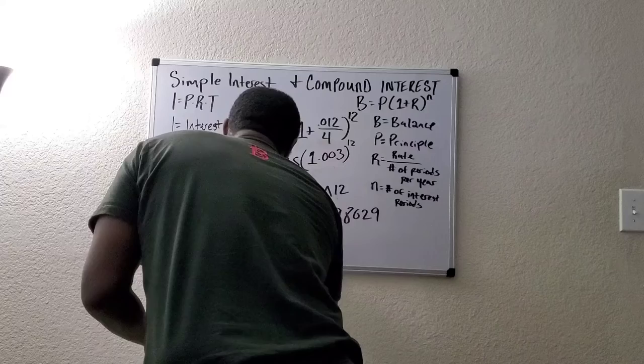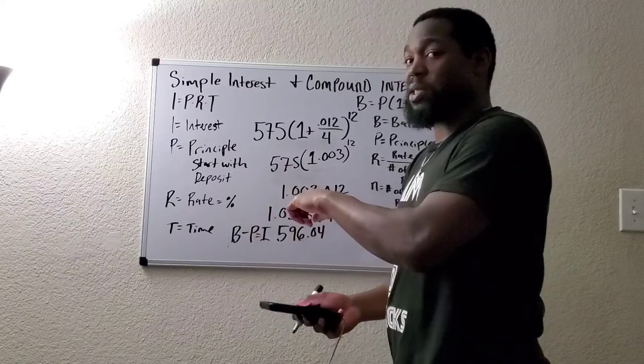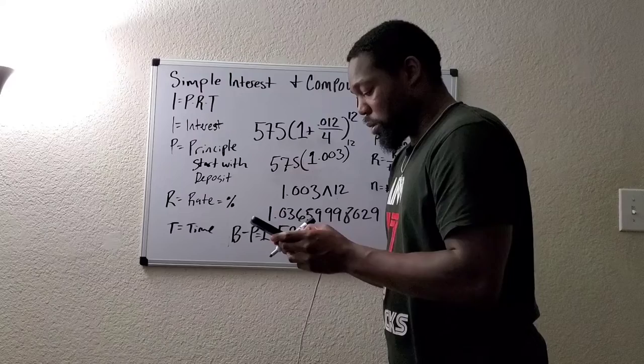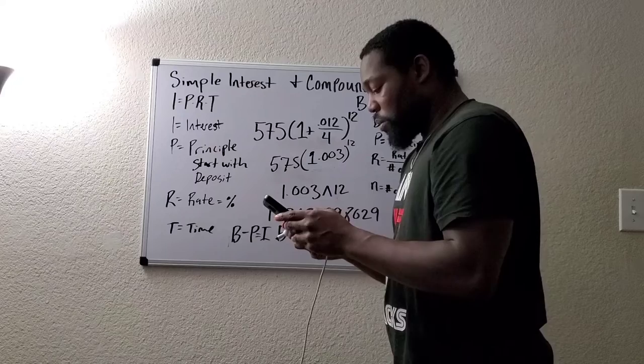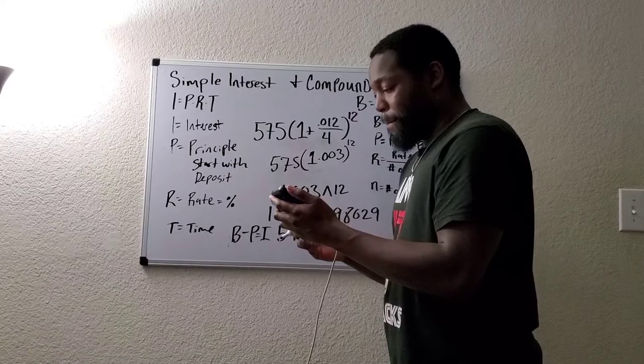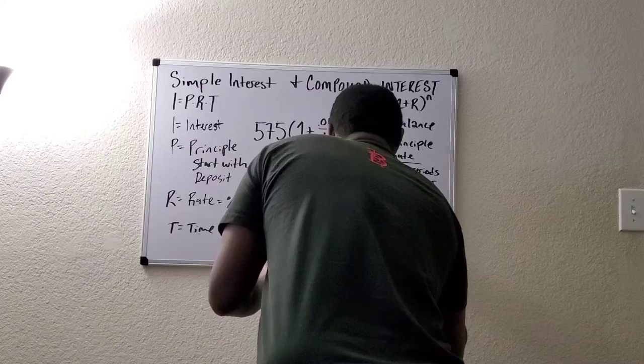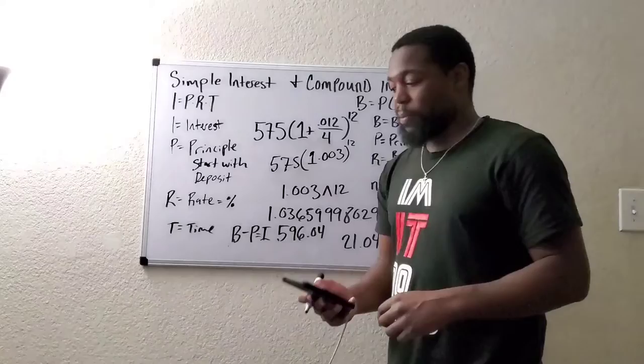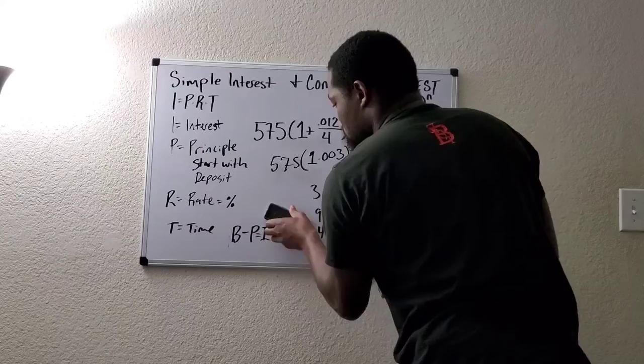And I'm going to rewrite this again so you can see something after I tell you this answer. So you take this 596. Let me just put that in. 596.04 minus, and what was our 575. And your answer here is $21.04. So over our 3 years compounding quarterly, this account would have made $21.04, right? So I'm going to erase this and I'm going to show you something. I'm going to leave that down there because I need you to see it.